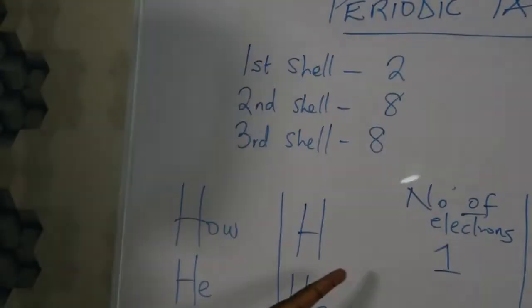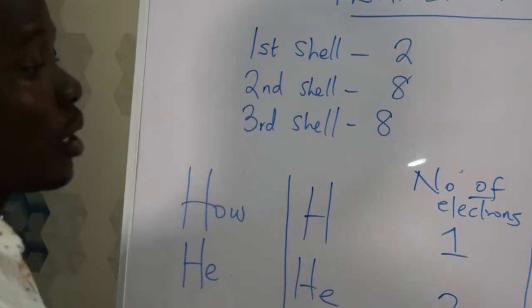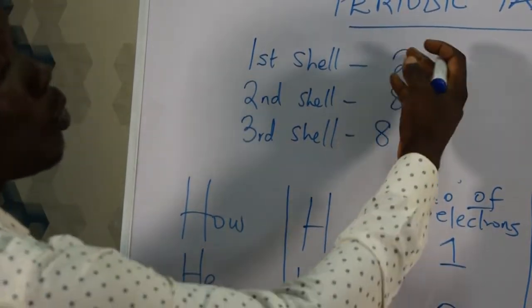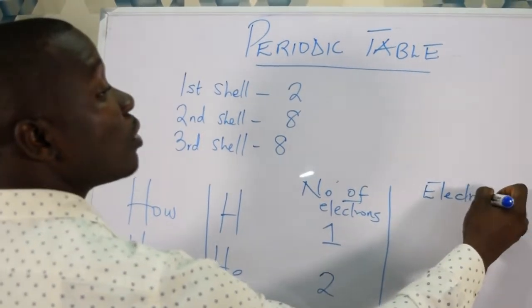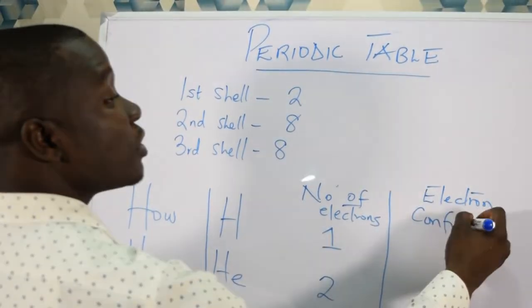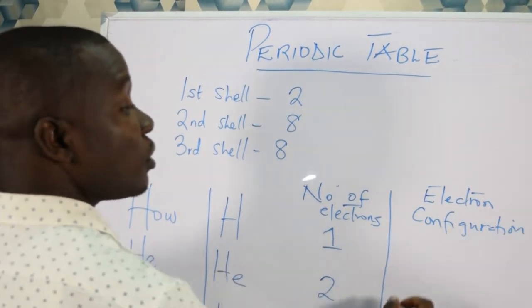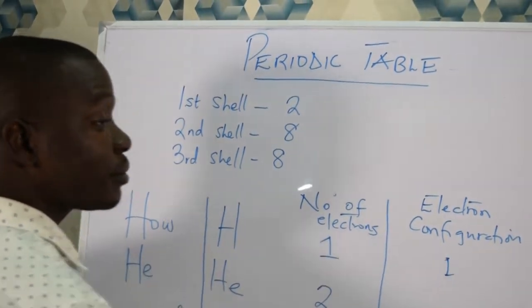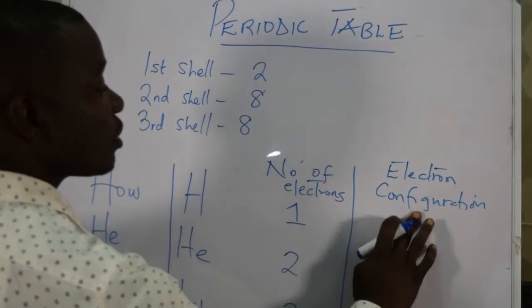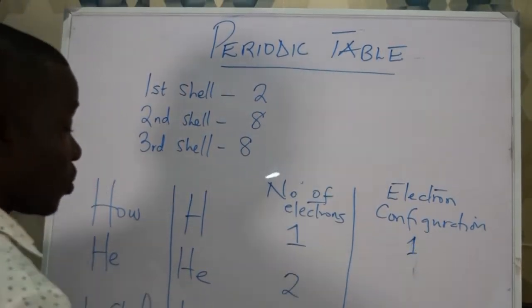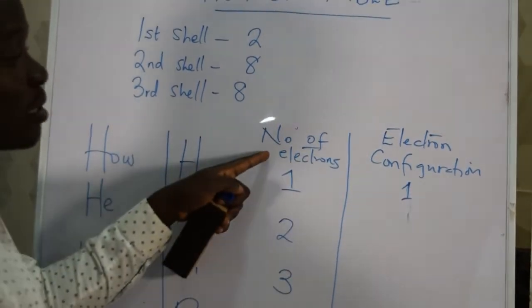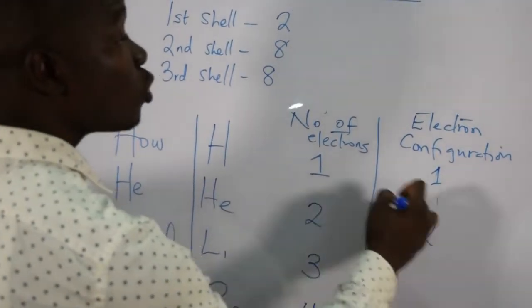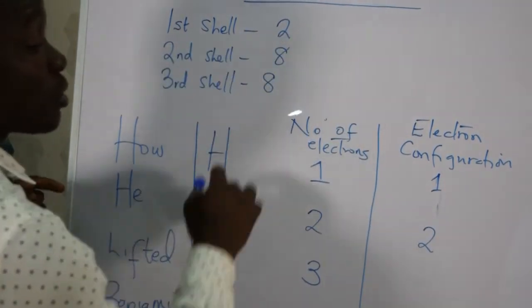So when we look at hydrogen, it has 1 electron. It doesn't even have up to 2. So when we want to write its electron configuration, we easily say that it is 1. We just write 1. When we take helium, it's element number 2, which confirms that it has 2 electrons. So it is 2, because based on the rule, the first shell takes 2.